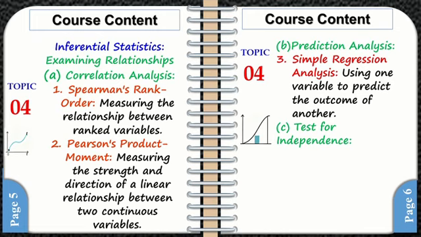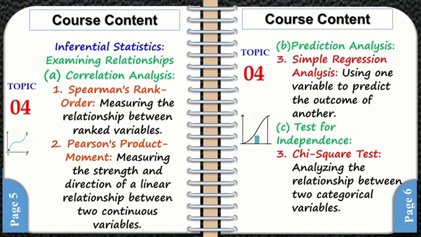And also, in this topic, we will be able to look at the test for independence. For the test for independence, we are going to look at the association, and the test we are going to use here is the chi-square test. In this one, we'll be analyzing the relation between two categorical variables.